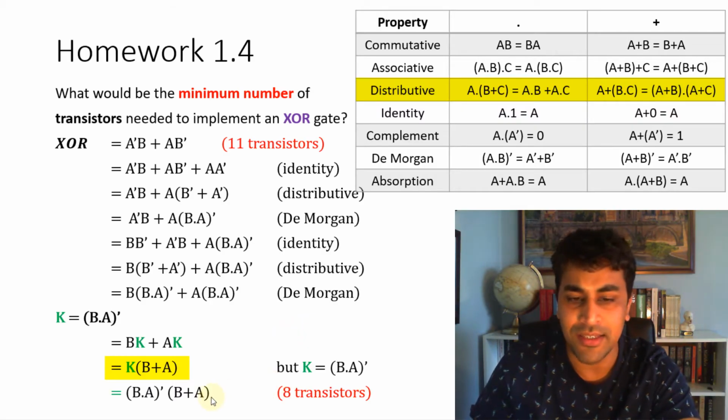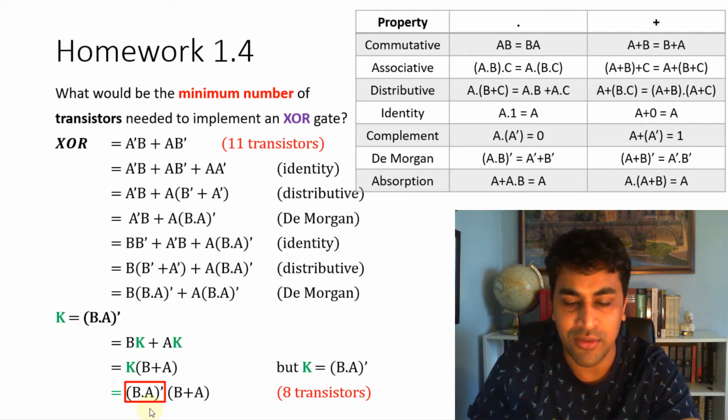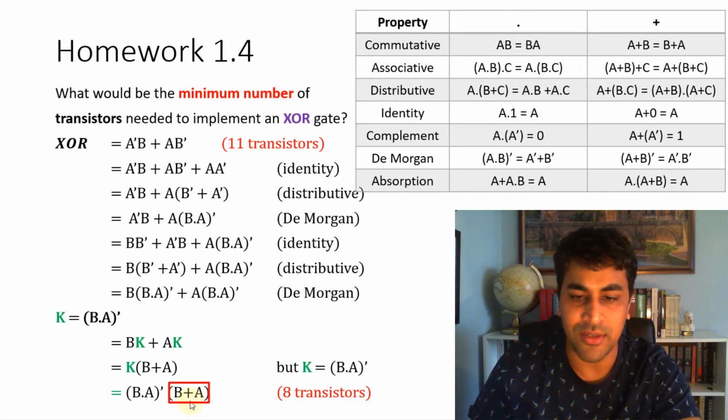And we see that this new expression uses 8 transistors. Since this part of the expression can be implemented using 2 transistors, the AND gate between these two terms can be implemented using 3 transistors, and this OR gate can be represented using 3 transistors. And so in total we have 8 transistors as opposed to 11 transistors as before.